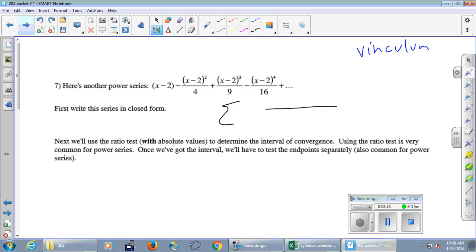Okay, so I see x minus 2's to a bunch of powers. So x minus 2 to the n, sure, why not? And then on the bottom, what kind of special numbers do you find? These are perfect squares, right? So let's call it n squared. Not sure, it might be n plus 1 squared, it might be n minus 1 squared, but it's something like that.